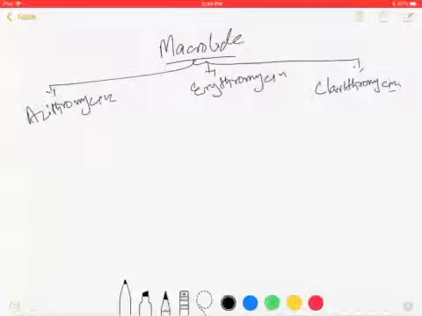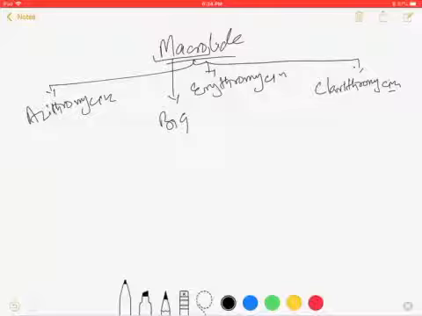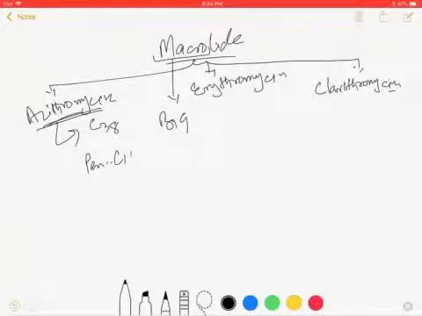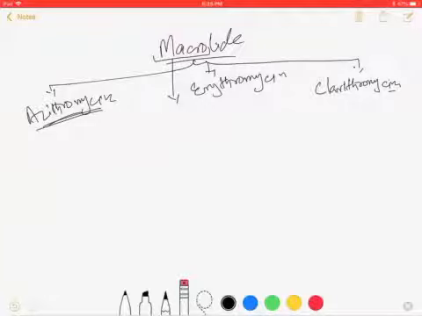Now, why do we call it macrolide? Macro means big. So these antibiotics are really big in size. Just to put this in perspective, the number of carbon atoms in azithromycin is 38, while in penicillins it is 16. So compared to penicillin, this is twice as big. So that's why we call it macrolide, because of the size.